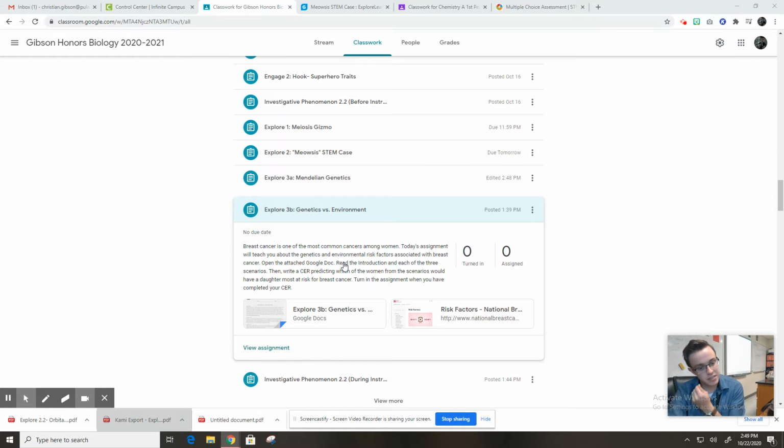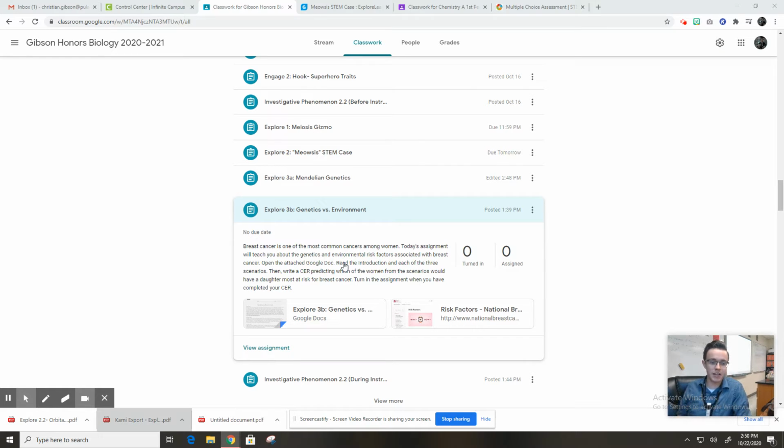So for your second assignment today, Explore 3B, you're going to explore genetics versus the environment. We've talked about how the environment can influence gene expression a little bit already, but this is going to take something and kind of bring it close to home and something that's specifically applicable to humans, okay? So, and many people probably in class have had relatives or know of people who have dealt with this.